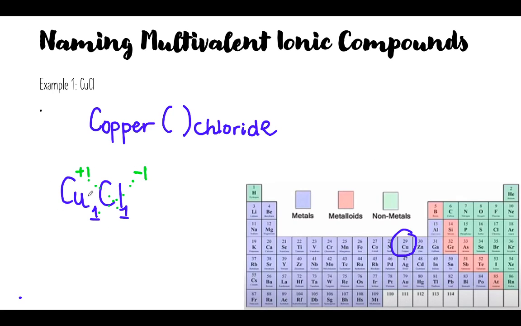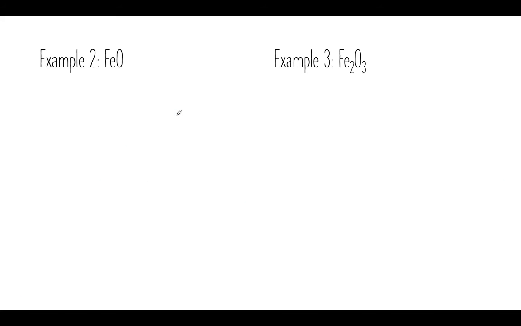So with this information, that tells me everything I need. Chlorine always has a charge of -1. That makes sense. And copper, according to this, in this particular compound, has a charge of +1. And that's it. That's how I name this compound. Let's do a few more examples.